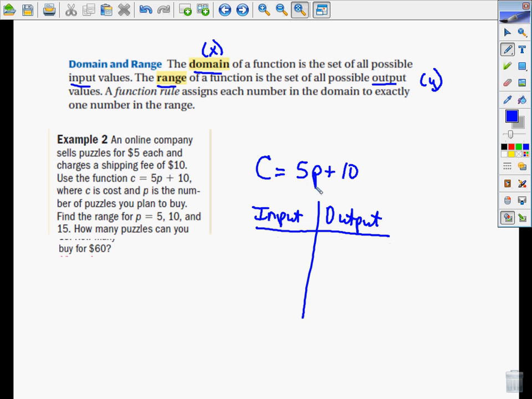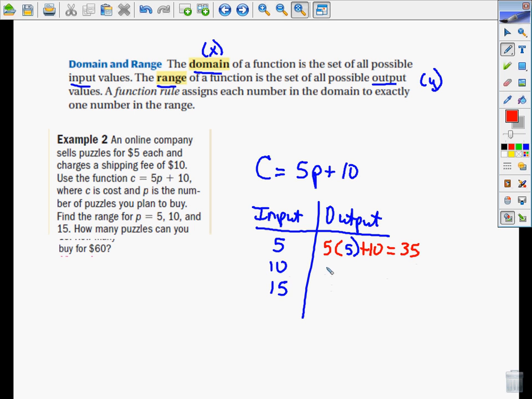I'm inputting the number of puzzles. So 5, 10, and 15. My output comes from the function. So I go 5 times, I have 5 for my P, plus 10. Well, 5 times 5 is 25 plus 10 is 35.